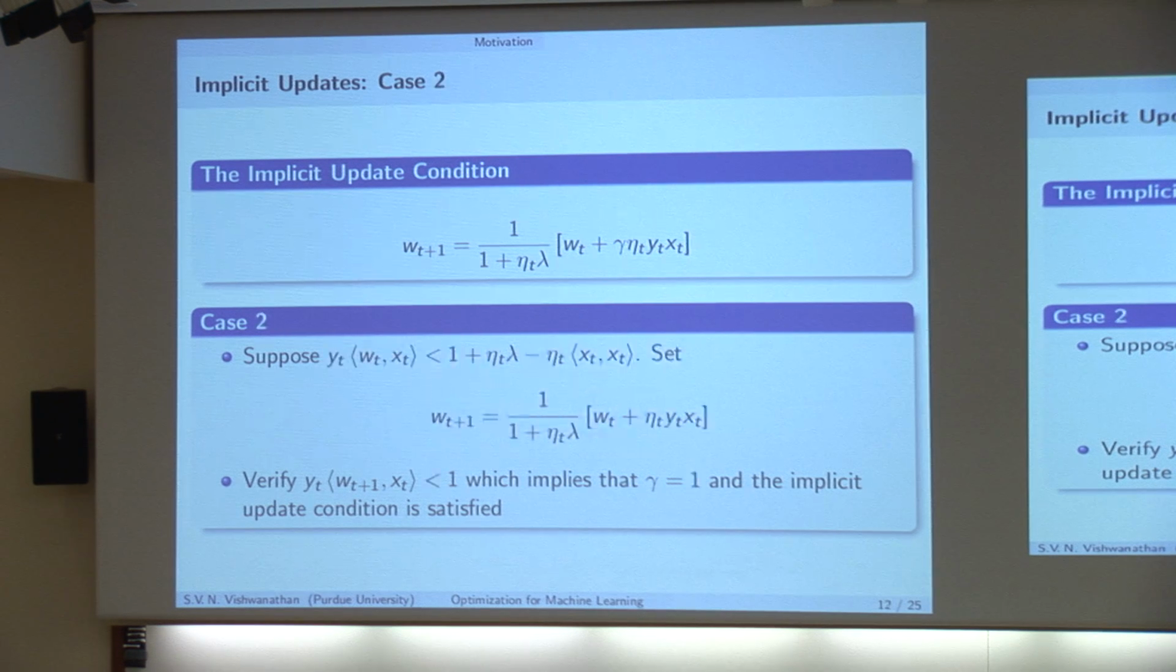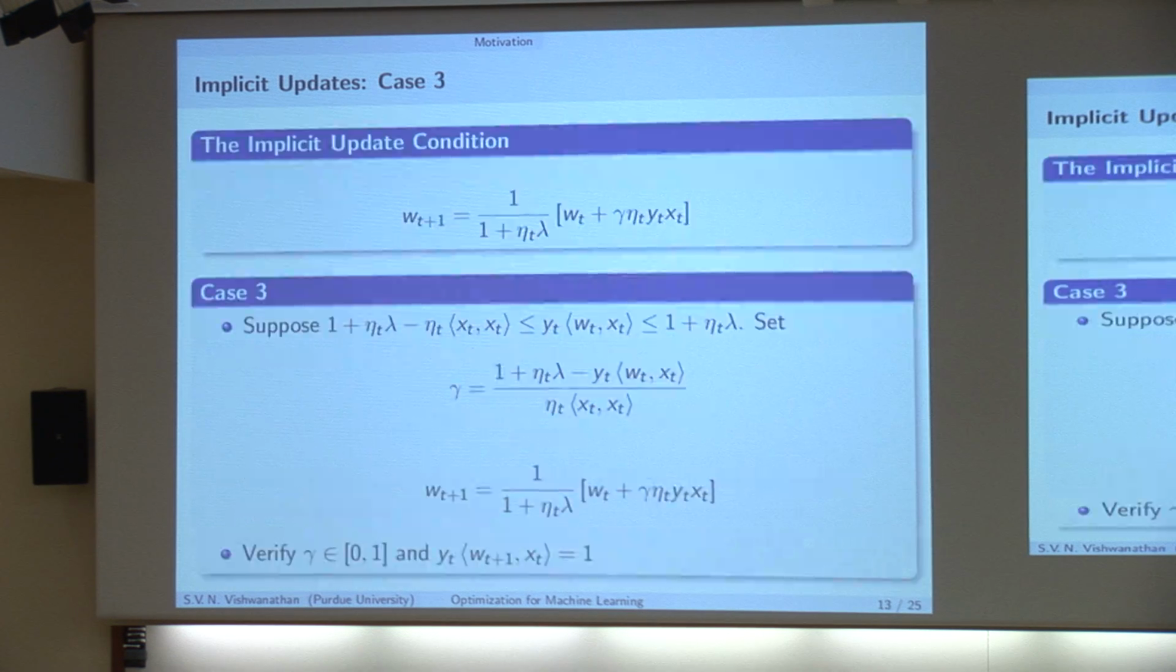Here is the second case. If your data point is really badly classified, then you should take a full step in that direction. While the math itself is not important, and you can look it up in the slides, what is important is that you can verify that if you took this step, then at Wt plus 1, Yt Wt plus 1 xt is strictly smaller than 1, which implies that gamma at Wt plus 1 is equal to 1, which implies that you should have done this update. That's how I'm breaking my chicken and egg situation: by giving you the solution and then verifying it at the point where I took the step. And here is the third case. Again, the math itself is not very important; look it up.